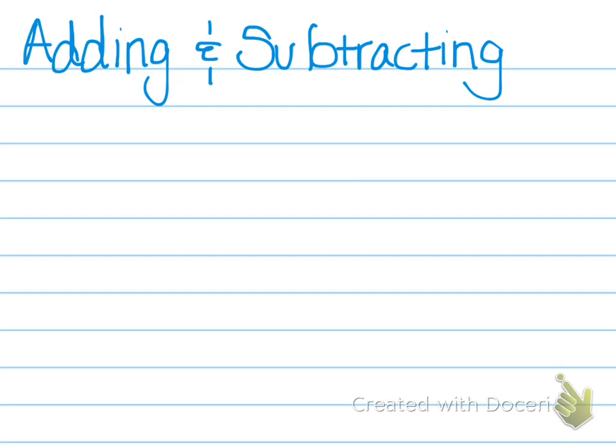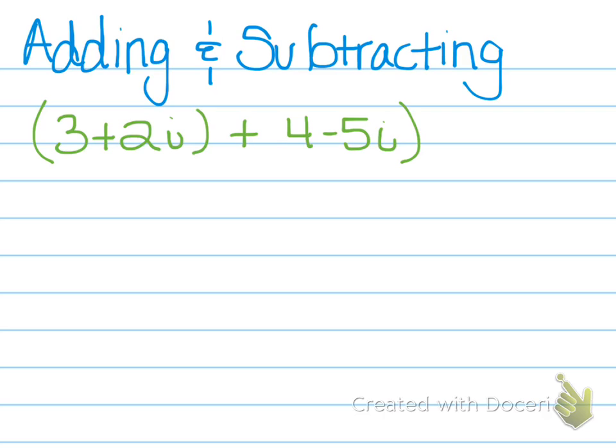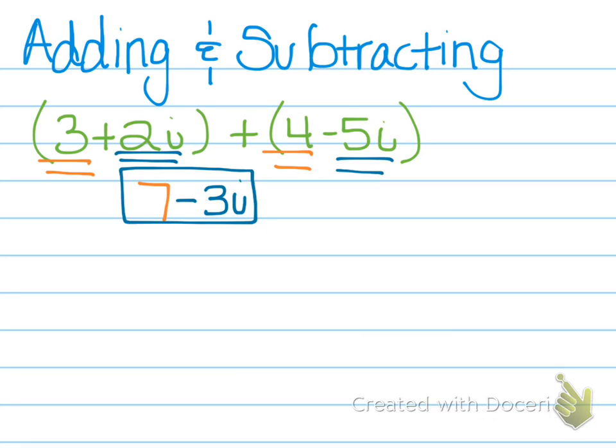Just like other functions, we can add and subtract imaginary numbers or complex numbers. So, for example, if I gave you 3 plus 2i plus 4 minus 5i, just like terms way back in Algebra 1, you're going to take the real parts and add them together to get 7, and then you're going to take the imaginary parts and add them together to get -3i. So this is my final answer for that one.